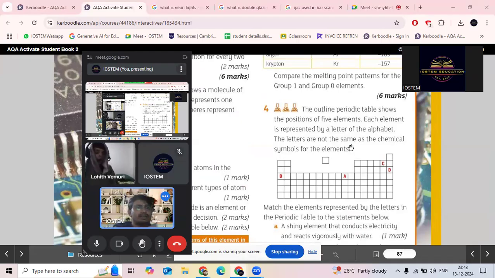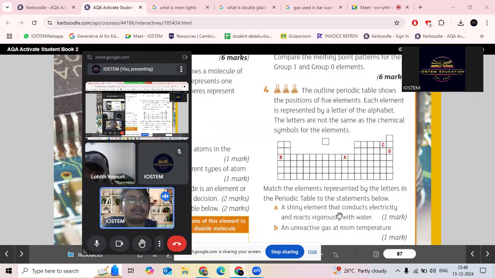Can you read question number 4? The outline periodic table shows the position of five elements. Each element is represented by a letter. The element that conducts electricity and is a liquid is D.